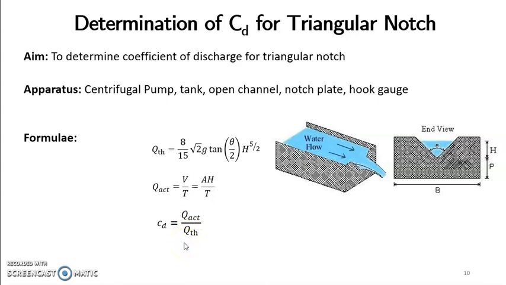From this it is very clear that when Q actual is equal to Q theoretical, then CD value will be equal to 1, which means the calculated theoretical discharge is equal to actual discharge. When there is a difference in Q actual and Q theoretical, then to get actual discharge we need to multiply CD with the Q theoretical, that is we are calibrating the given notch.